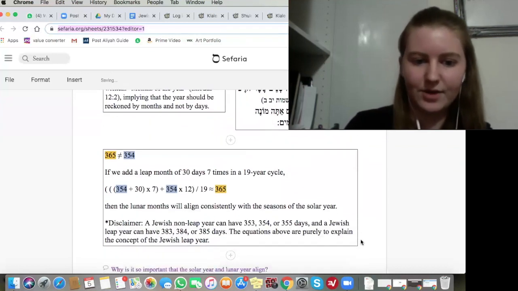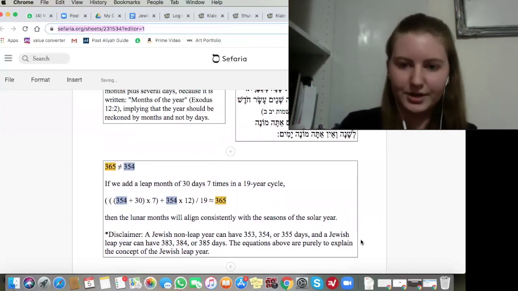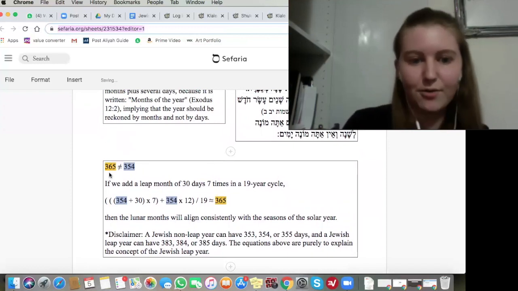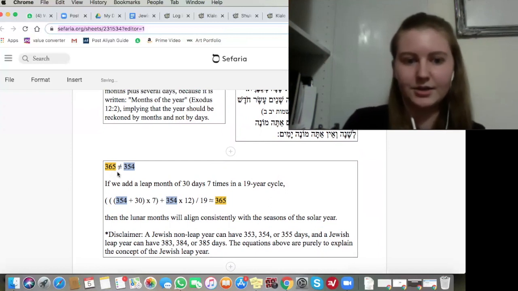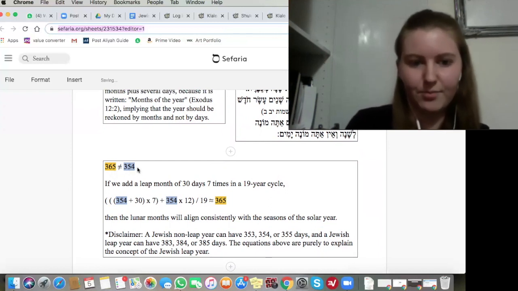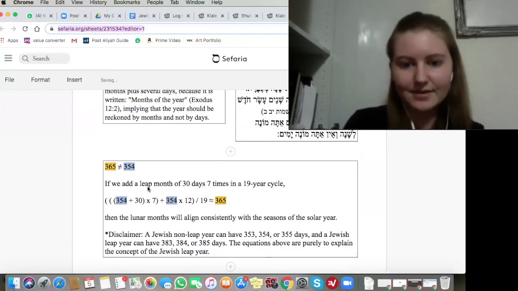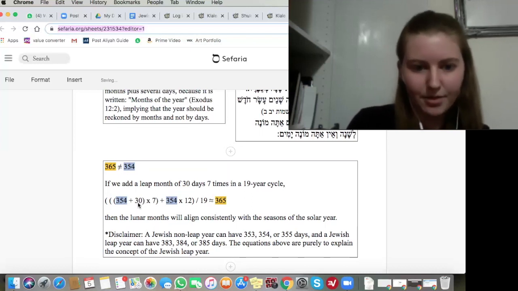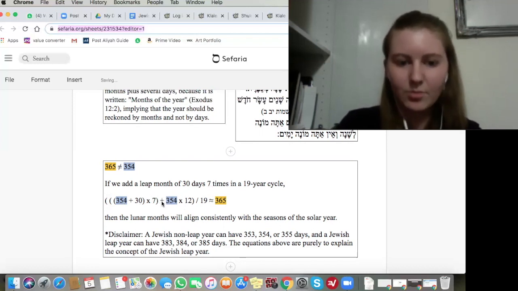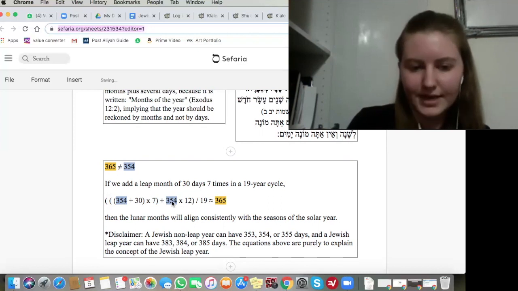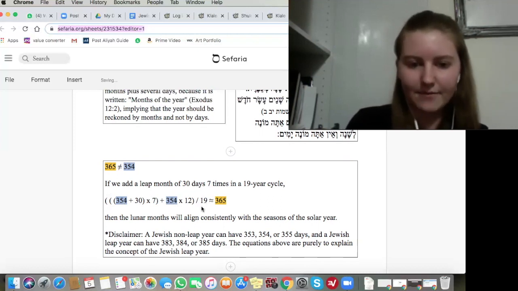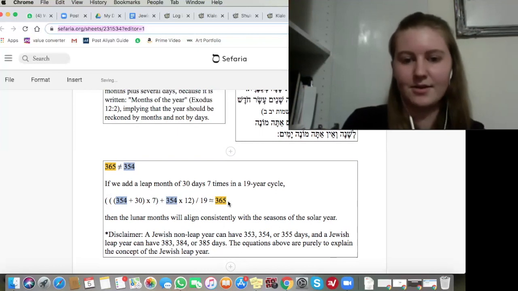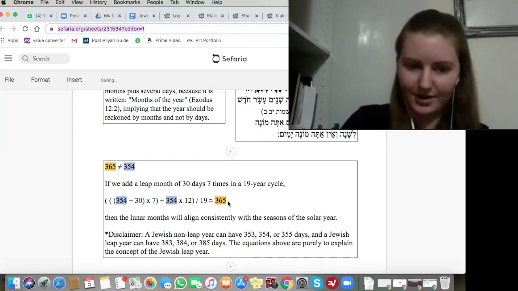And then I brought this math to show how this would work in real life. So we know 365, which is the solar year, does not equal 354, which is the lunar year. But if we add a leap month, so 30 days, 7 times in a 19-year cycle, 354, which is the lunar year, plus 30, so that's the leap month, times 7, there's 7 leap years in a 19-year cycle, plus 12 regular lunar years, the average of that is 365. So that's how we make that work.